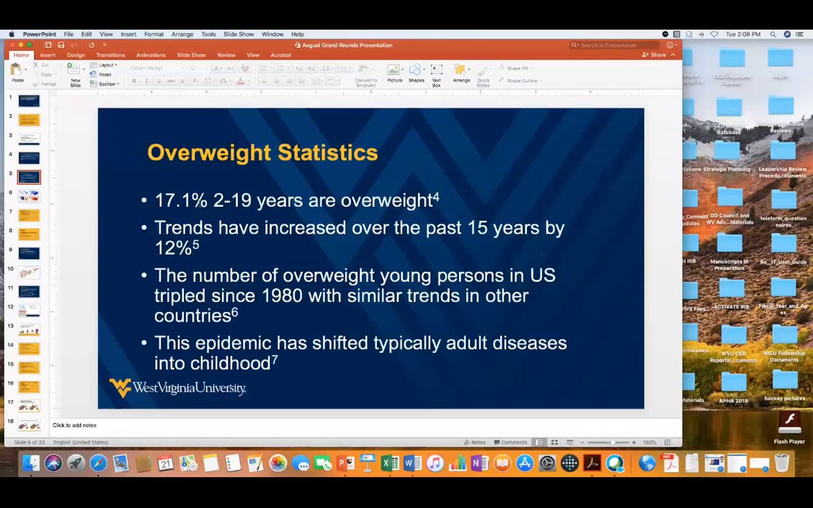Okay, so in terms of some stats outside of West Virginia, a little over 17% of kids 2 to 19 years are overweight. These trends, as I mentioned, have continued to increase over the past 15 years by about 12%. It has tripled the numbers since the 1980s. And that's why we're starting to see and talk about these cardiovascular risks, these typically adult-type concerns, in kids, because kids are having these issues. Kids have hypertension. Kids have high cholesterol, okay? And so we want to increase awareness.